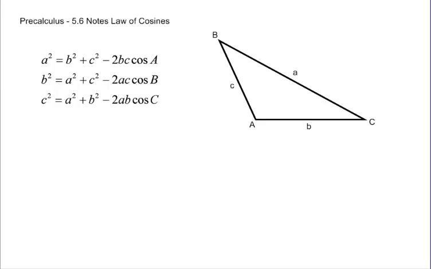This is the law of cosines. It's completely different than the law of sines. There should be no ambiguity with this one. Everything that you discover should be true, and we use it the same way.